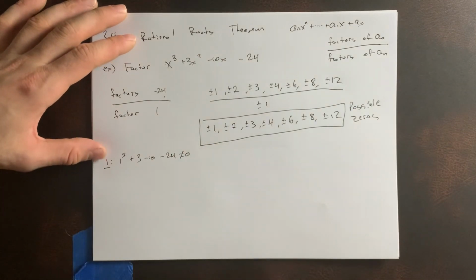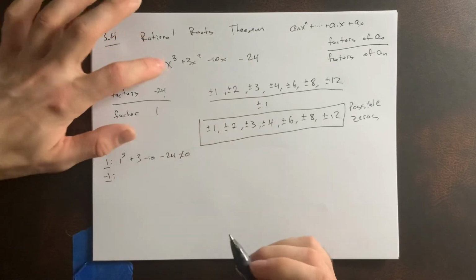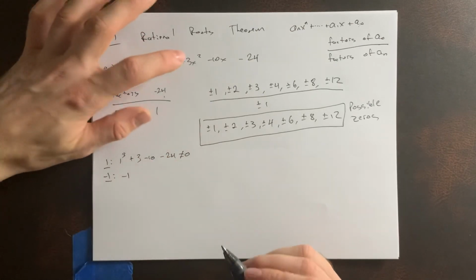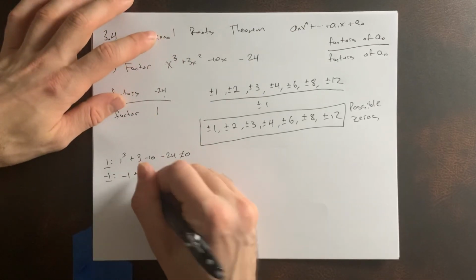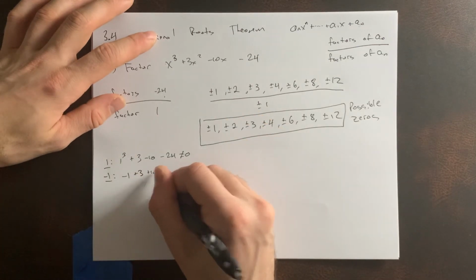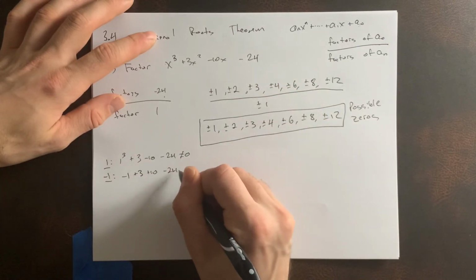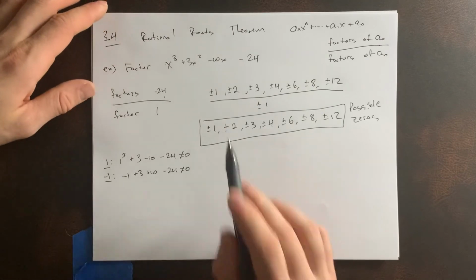Let's try minus 1. If we plug minus 1 here, we're going to get a minus 1. If we plug minus 1 here, we're going to get a plus 3. Plug a minus 1 here, we're going to get a plus 10, and then minus 24. Again, that doesn't equal 0, so we've got to move on to the next one. Let's try 2.